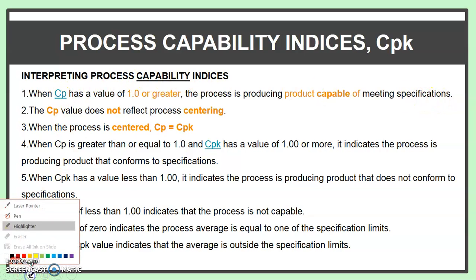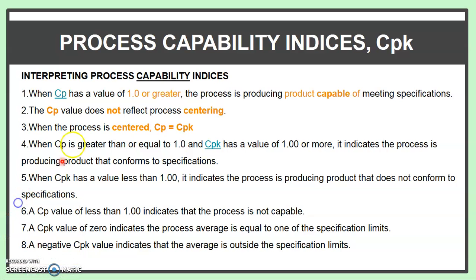As you notice, when your Cp, where the customer tolerance is higher than the process tolerance, the number will be greater than 1.0 or equal to 1.0. That means your tolerance is the same for customer and process. So this is a capable condition. The Cp value does not reflect the process centering. This is a limitation for Cp.